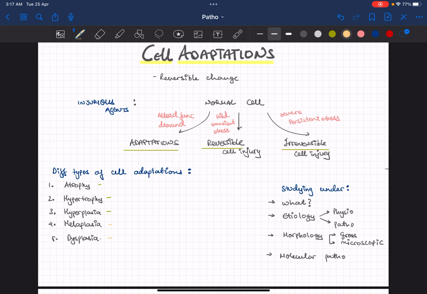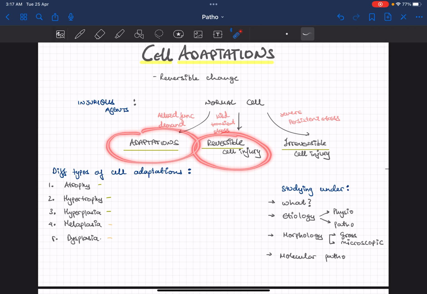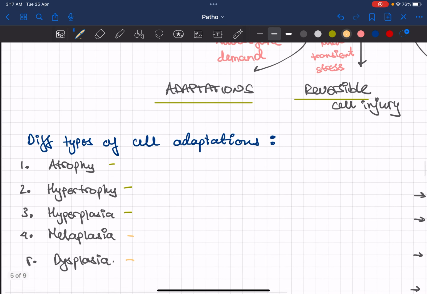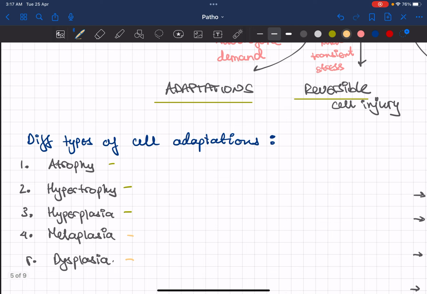As we know from the last lecture, a cell can be injured and it can respond to that injury via three phases, that is adaptations, reversible cell injury and irreversible cell injury. So in cellular adaptations, there are different methods to cope up. These methods are hypertrophy, atrophy, hyperplasia, metaplasia, and dysplasia.